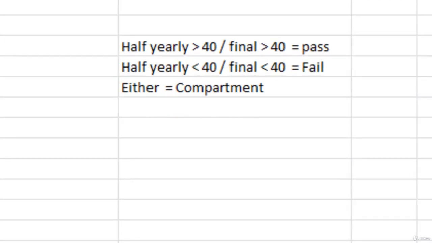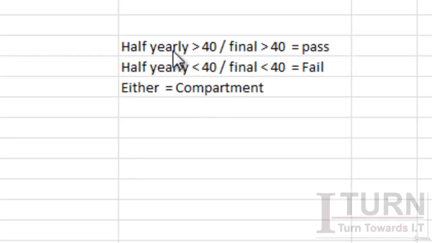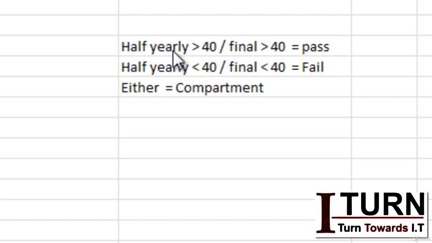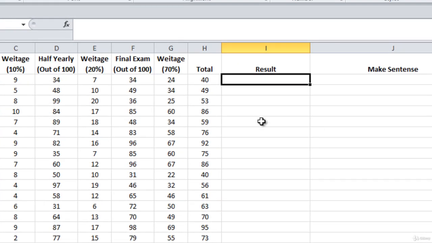This video is the solution for the task I gave in the previous video. If the student has scored more than 40 in both exams, half yearly and final, the result should be pass. If he has scored less than 40 in both exams, the result should be fail, or otherwise compartment. So how to write this function?